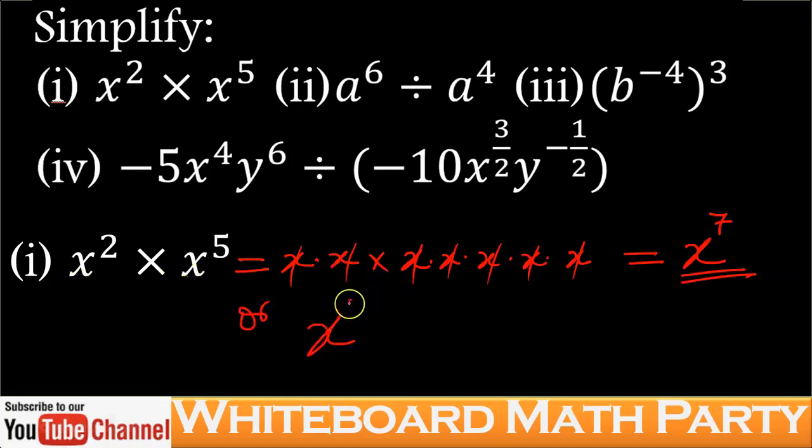Now I add the powers, 2 add 5. So it's going to be that 2 add 5 is 7. So my answer ends up being x to the power of 7. This is as easy as that. You got it? Okay, let's try it out in the next example.